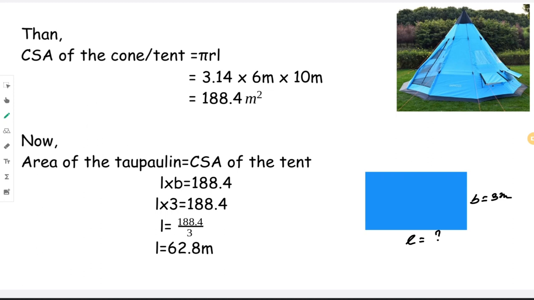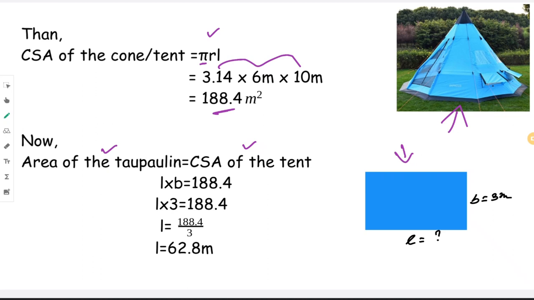Now, like I said, let us find the curved surface area of the cone or the tent. The formula is pi r l. Here, instead of using pi 22 by 7, the question told us to use 3.14. That is the reason here. Then 6 into 10, if you multiply all these three, you're going to get 188.4 meter square. Now I can write that area of the tarpaulin should be equal to curved surface area of the tent, because remember, from this tarpaulin, which is the shape of a rectangle, I made it into a tent. That means the area of the tarpaulin should also be equal to curved surface area of the tent.